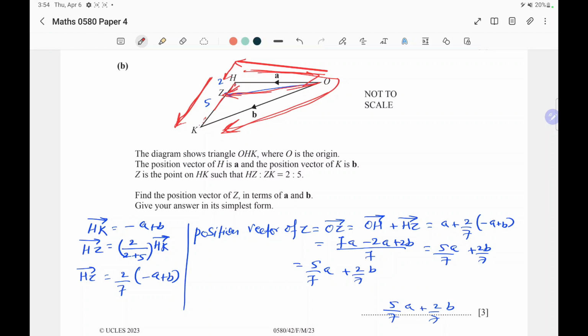HK I got. Now HZ is 2/(2 plus 5) times HK. So that is 2/7 and HK is minus A plus B. Now it is very simple. Position vector of Z, so it means OZ. So OZ is OH plus HZ, which is A plus 2/7 times (minus A plus B).